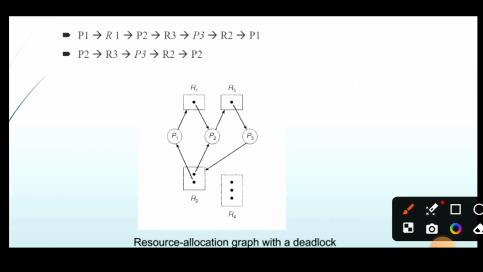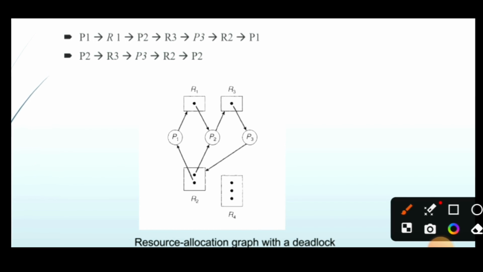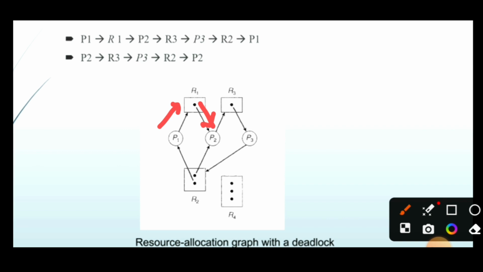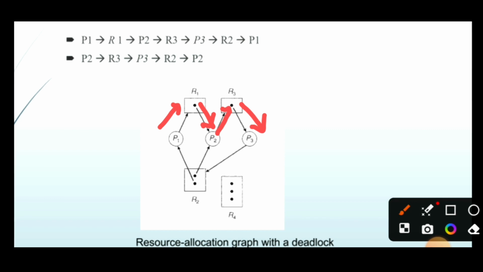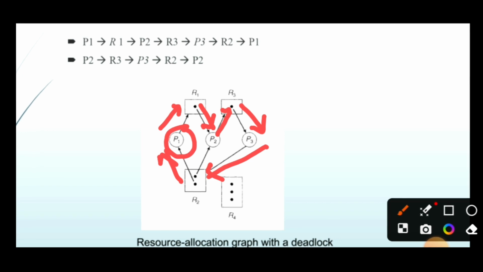Here is an example. We have the same example as above but added one more edge. At this point, two minimal cycles exist in the system. If we start from P1, P1 goes to R1, from R1 it comes to P2, from P2 it goes to R3, R3 goes to P3, P3 goes to R2, and R2 goes back to P1. So we come back where we started. That is what we mean by a cycle.